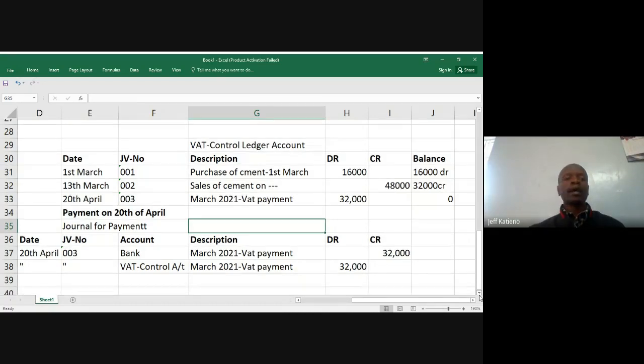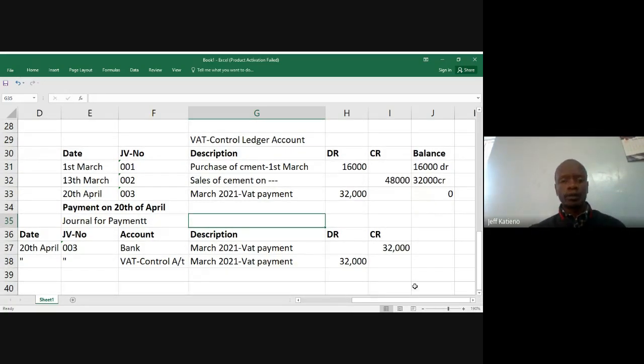This is for those who are VAT registered. For you to be VAT registered, I think you have to be transacting 5 million and above, unless you fall under voluntary registration. So this is how we account for VAT.